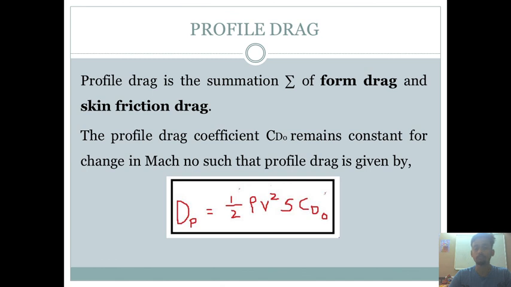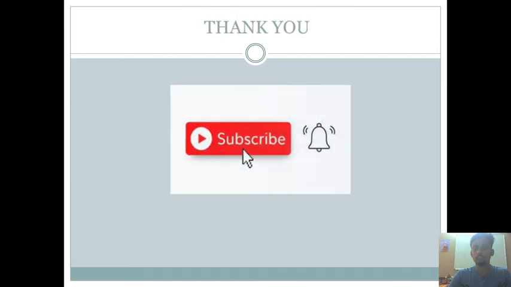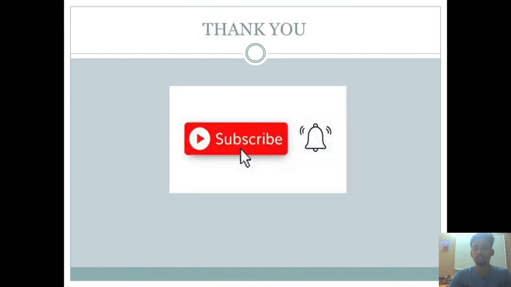Okay, so these are all about the different types of drag, friends. So these are all the drag which affect the aircraft performance in the aircraft.